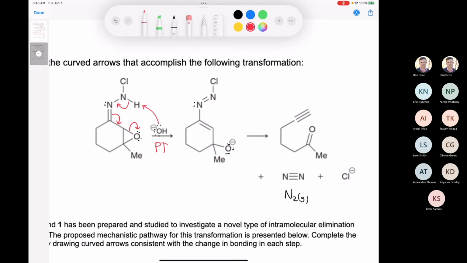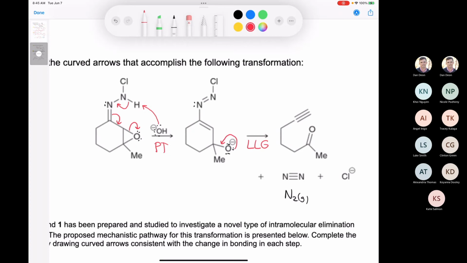And we can see that in the next step, it must be the loss of a leaving group, because we're losing nitrogen and we're losing chloride. We're losing 2 things in this step. So what's happening here? You can see that we're reforming a carbonyl. Well, how do we do that? We'd have to take a pair of electrons from here and make the pi bond like that.